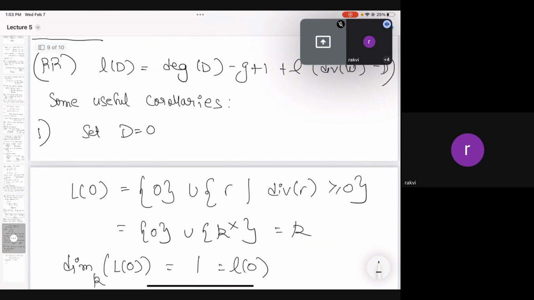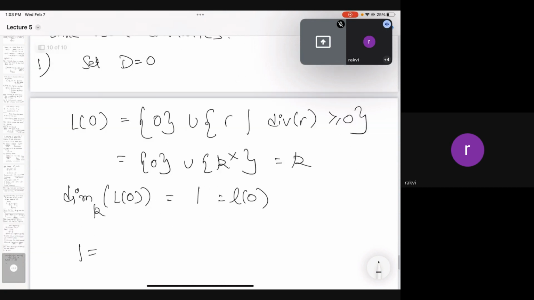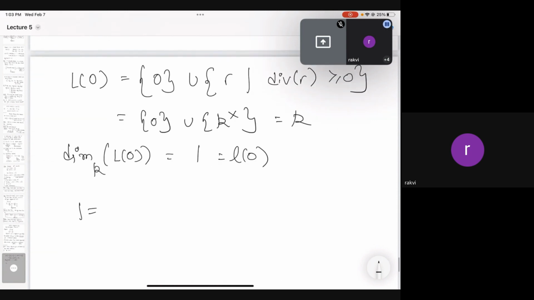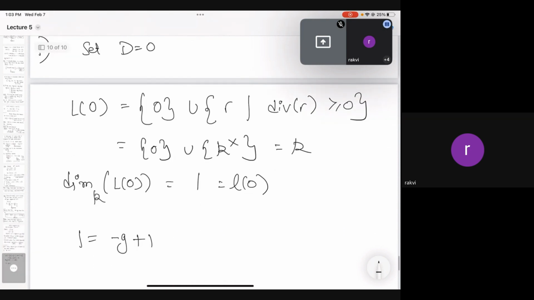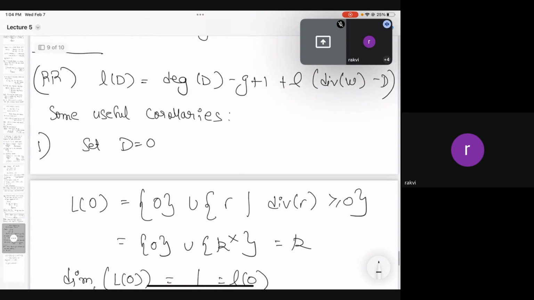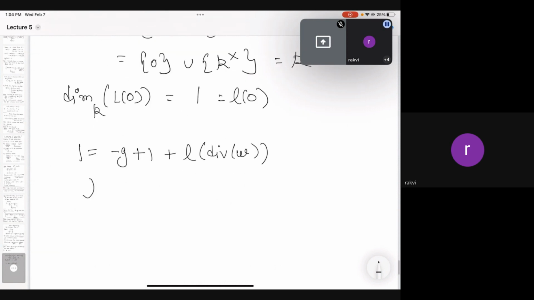So degree of D: well, D is 0, so degree of D is 0. Sorry, 0 minus g plus 1, plus L of this canonical divisor minus D. Well, D is just 0, so we don't have that term. So small l of this canonical divisor is simply g. That's the genus.